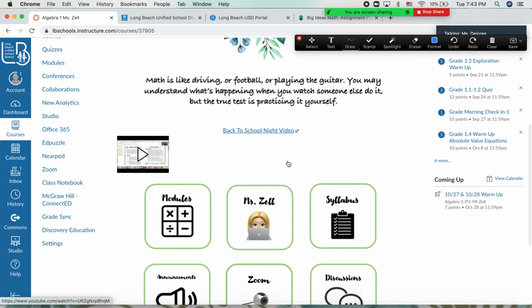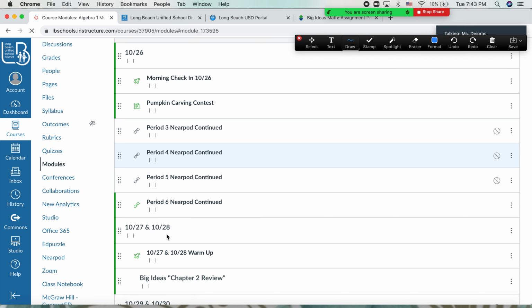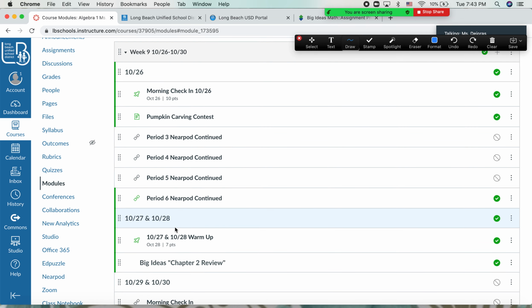So if you aren't already, you're going to go from our home screen to our modules. And you're going to scroll down to today's date, which is the 28th. And you're going to begin class today with this warm-up. And then you'll have a Big Ideas Chapter 2 review to go over once you're done with our warm-up.